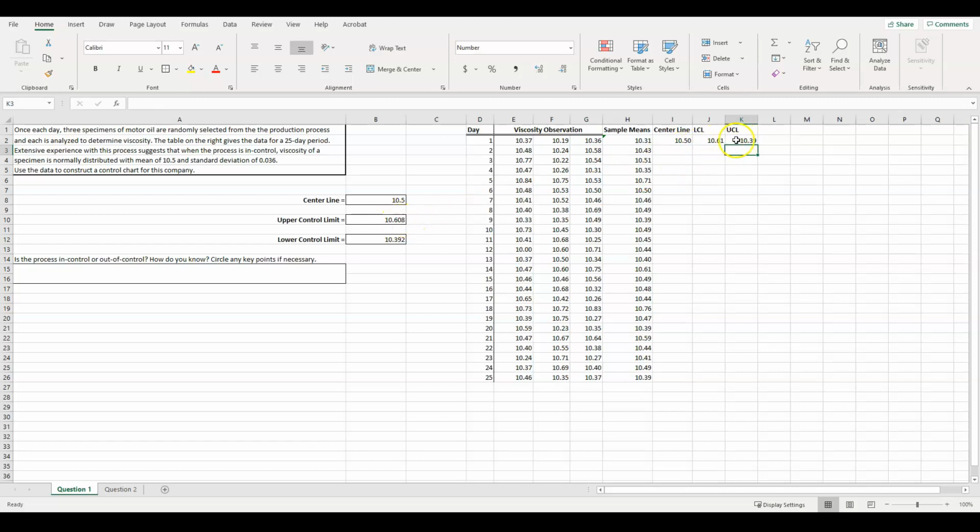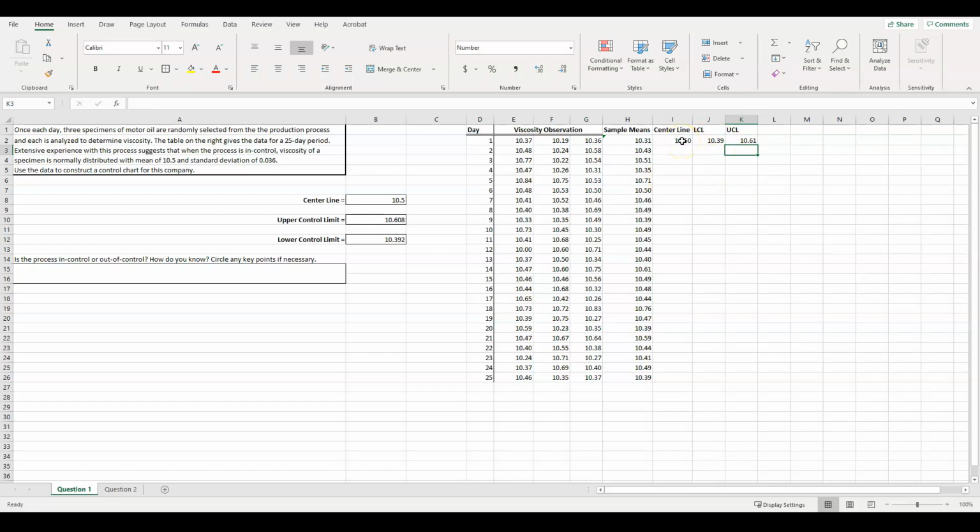Upper control. See, I wasn't careful there. I did those backwards. So the upper control is the bigger one, the lower control is the smaller one. So I've got to change those around. The lower control, 10.392, and upper is 10.608. Okay, so now everything's copacetic.